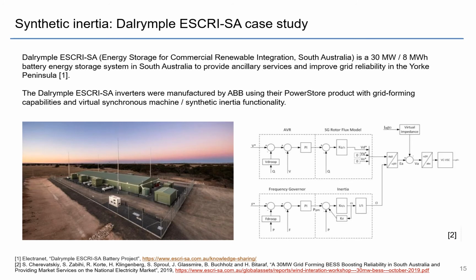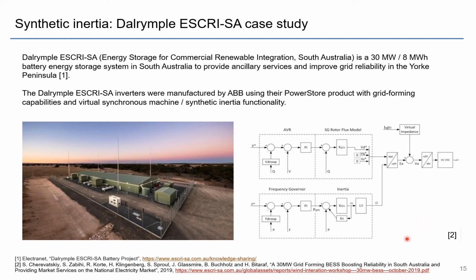An example of synthetic inertia in Australia is the Dalrymple battery energy storage system, which is also located in South Australia. It is a much smaller system, 30 megawatts and 8 megawatt hours, much smaller than the Hornsdale Power Reserve, but it was designed to provide ancillary services and grid stability and reliability in an area called the York Peninsula. The inverters were manufactured by ABB using their PowerStore product, which has grid forming capabilities and virtual synchronous machine functionality, synthetic inertia functionality.